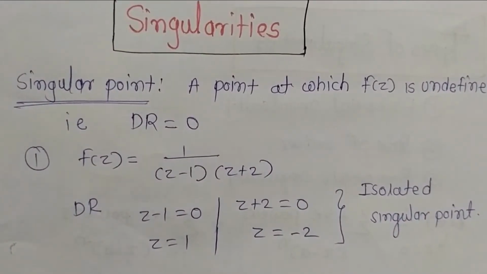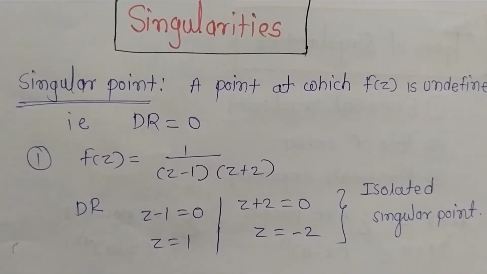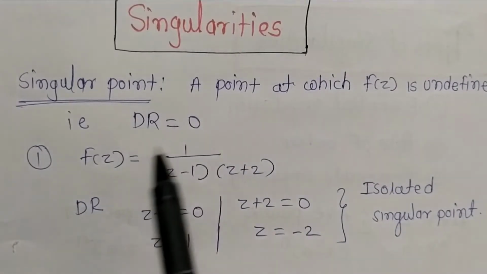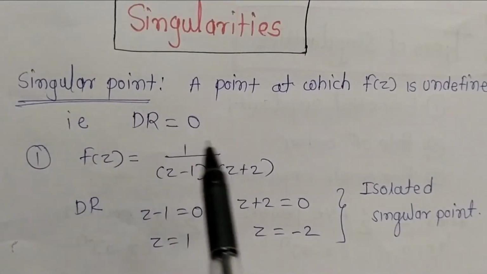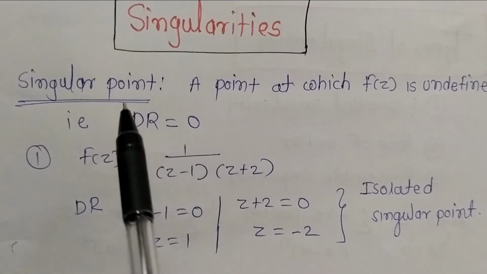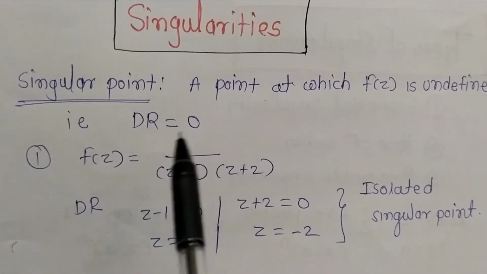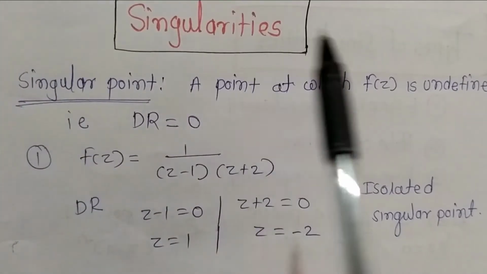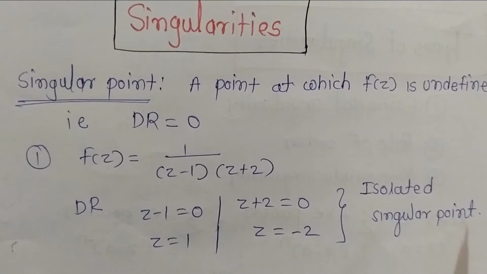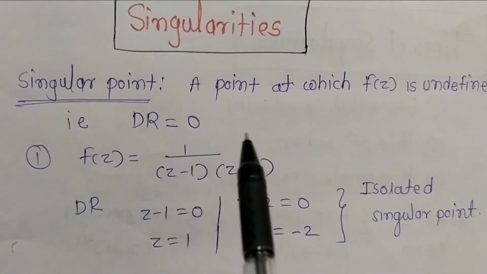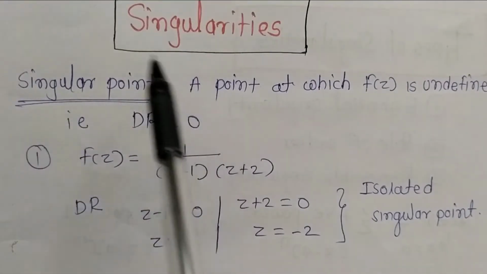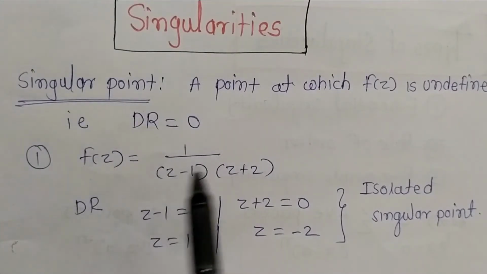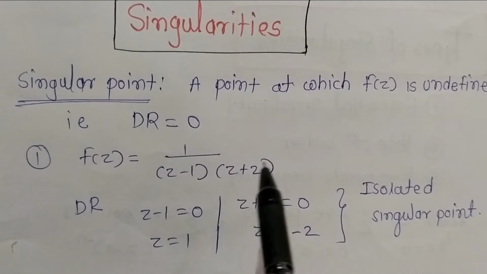Singularities. A singular point is a point at which f of z is undefined, that is, the denominator is 0. When the denominator becomes 0, the point is a singular point. For example, f of z is equal to 1 upon (z minus 1)(z plus 2).